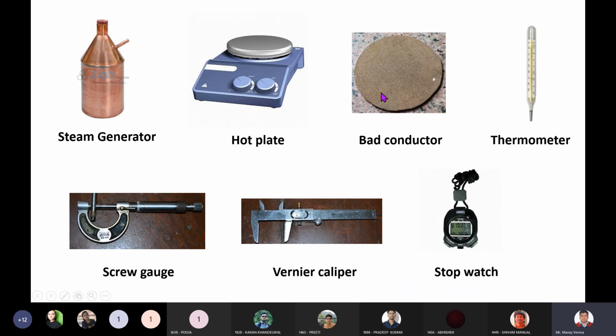Okay, so we will see. So you see, this is the shape and this is the thickness of your bad conductor. This is your sample of which you have to find the thermal conductivity. So in this experiment, we will be requiring this steam generator, a hot plate to boil the water so that it can generate steam, and this steam will be passed through this slab A, and this is your sample bad conductor, wooden cardboard sample. We will be requiring thermometers, a screw gauge, and a vernier caliper. A vernier caliper to measure the diameter of this plate, a screw gauge for measuring the thickness of this sample, and a stopwatch to find the cooling curve that we will see later.